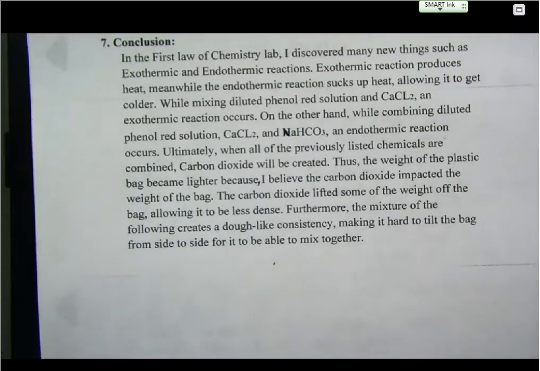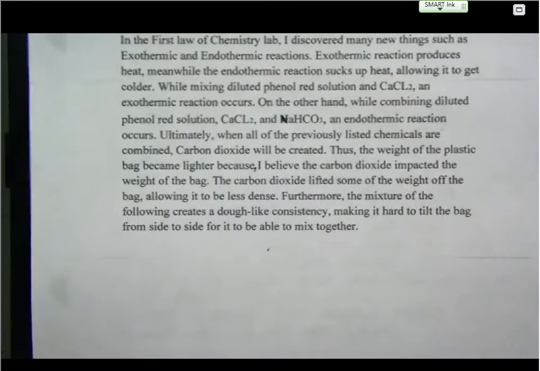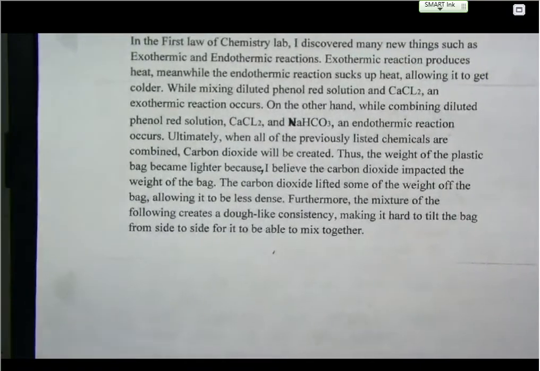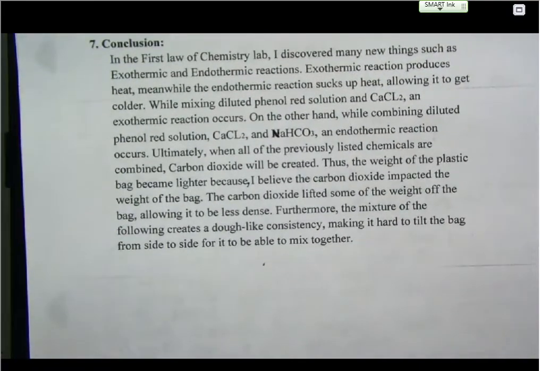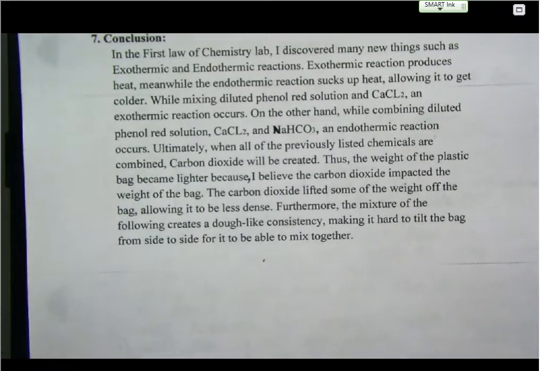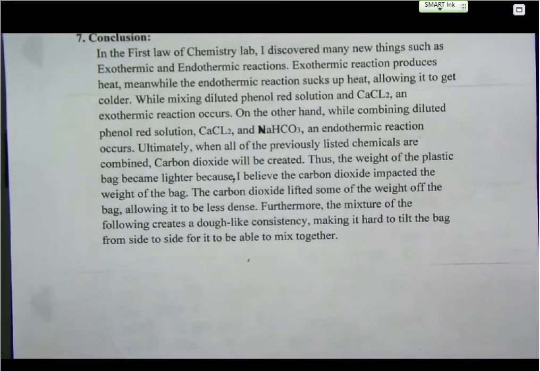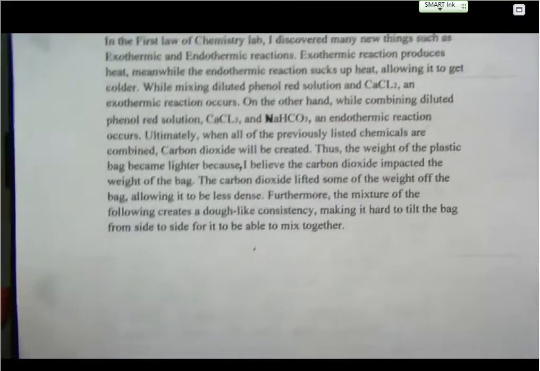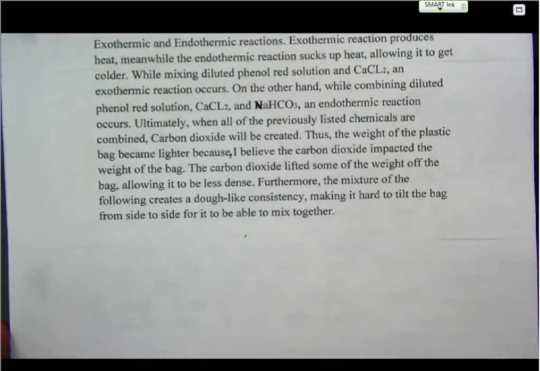So does the exothermic reaction make the gas? No. Exothermic reaction just means we create heat. Okay, we raise the temperature. That's how we recognize it. The temperature goes up. And it was so warm that it was uncomfortable to feel it, wasn't it?